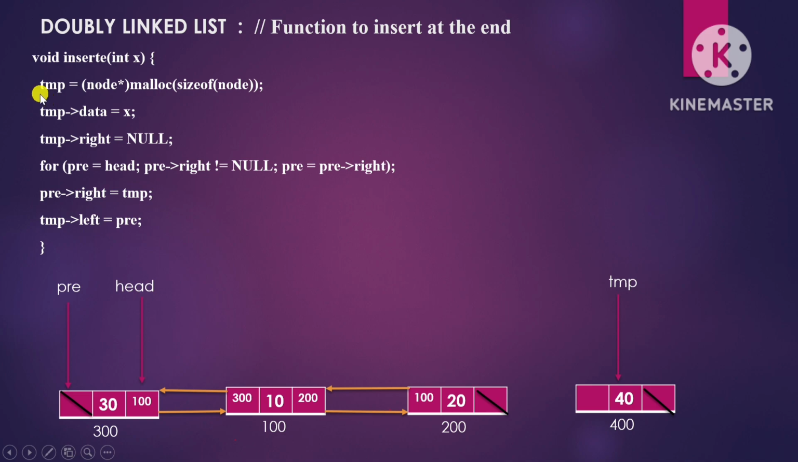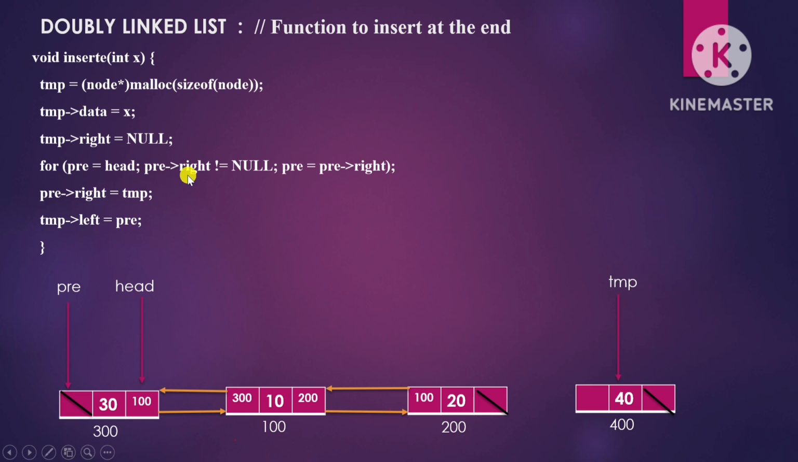For inserting a node at the end of the list, again I'm getting a temp, which is nothing but a temporary pointer variable. I am getting this address 400. In the data part I have taken the element 40, and in temp's right I have taken null. Next, to insert that node at the end, head is 300, and this 300 is given to this pre.